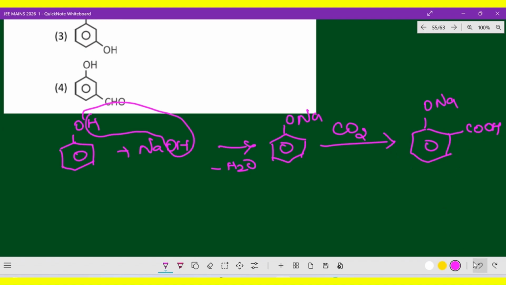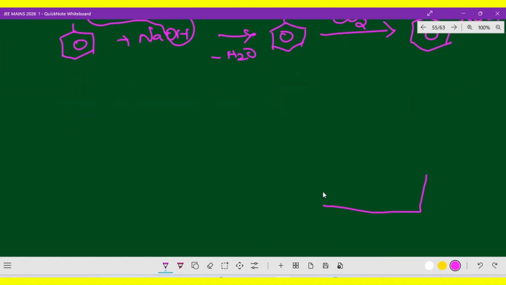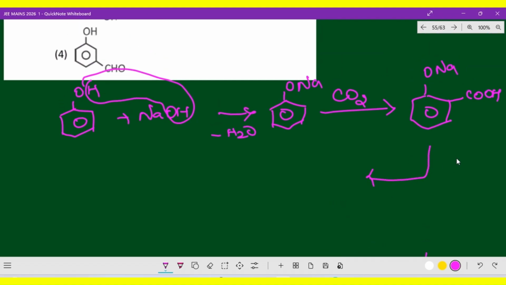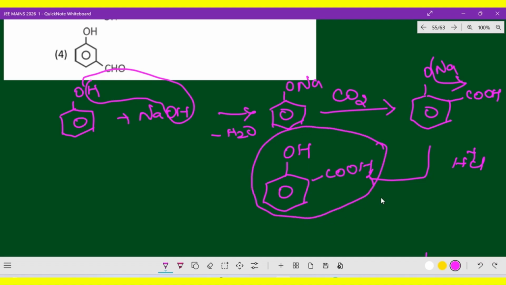Now the next one: this is combined with H plus ion. So you'll be getting salicylic acid, that is Kolbe's reaction. So here H plus, for example with Cl, NaCl is released, and the hydrogen which is replaced attaches, and here is COOH. So this is 100% salicylic acid.